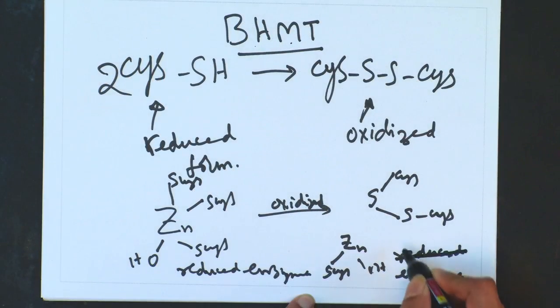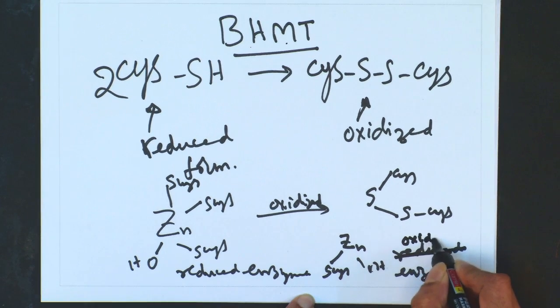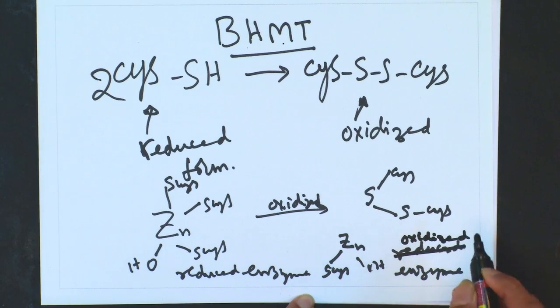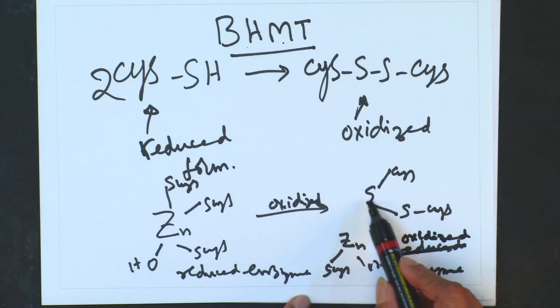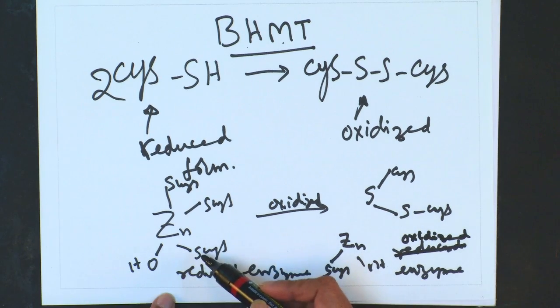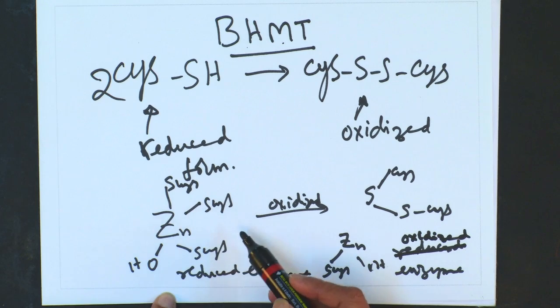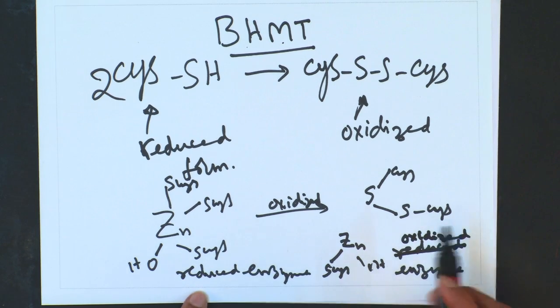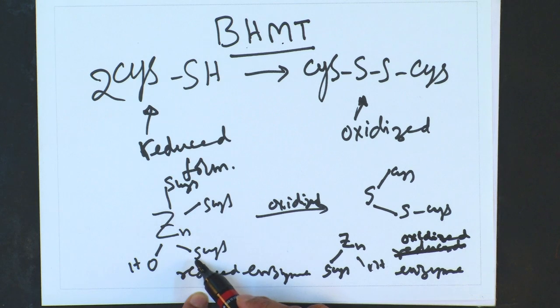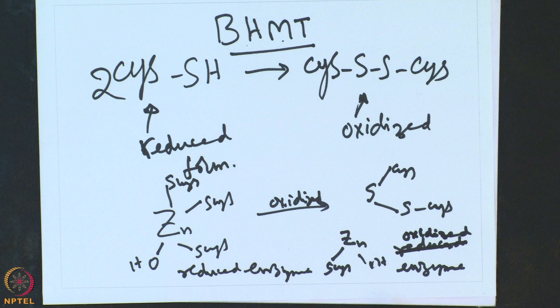This is not the reduced one, this is the oxidized system. So, this is an oxidized enzyme, the reason is the S-S bond is there, and this is the reduced one, where the S-S is broken to S-cysteine and cysteine. So, on the left side is the reduced enzyme, on the right side you have the oxidized enzyme. But in both cases zinc is zinc 2 plus, there is no difference. Okay. So, I hope this is clear in this particular system, betaine homocysteine methyltransferase.